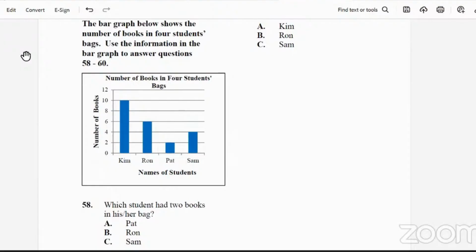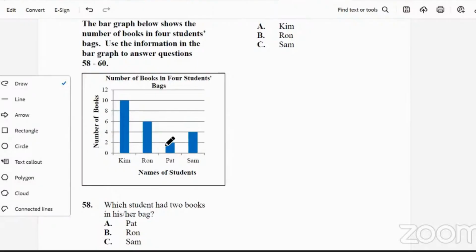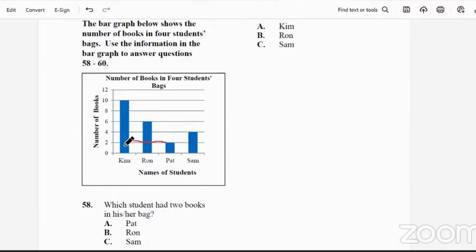All right, so it says, which student had 2 books in his or her bag? So we're going to be looking at the bar graph to see the name of the student that matches the number 2. All right, and when we do that, we see that Pat, okay, go across, Pat has 2. So the student that had 2 books in his or her bag was Pat. Okay, that's the answer for 58.